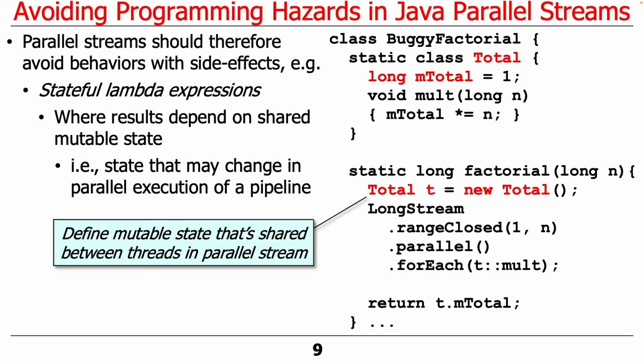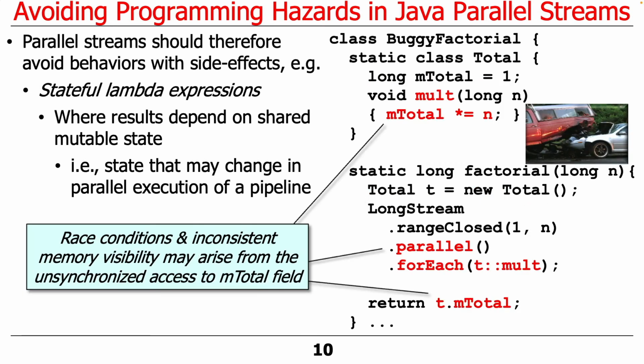So the buggy way of doing things is to make ourselves an object called total of type Total. And you can see Total has shared mutable state. So mTotal is a field in the Total class that has the value of 1. And as you can see here, it's going to be modified by the mul or multiply method. So here's where the problems arise. So mul takes n, and it multiplies mTotal by n, and then updates mTotal. So right away, you can see that is mutable. It's changing its value.